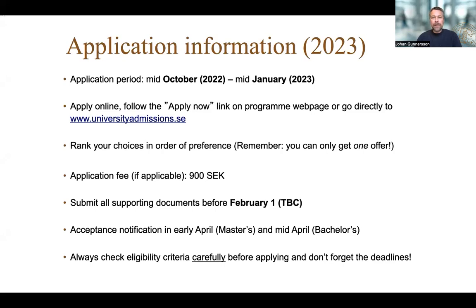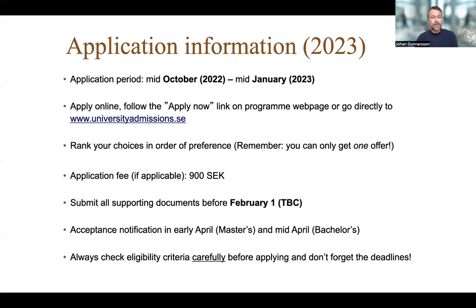Now, applications are made through university admissions in Sweden. There's a website that all Swedish universities are connected to and that we use together, universityadmissions.se. So that is where you will go and make your actual application for a degree program or a course here at Lund University. You can apply to several choices.